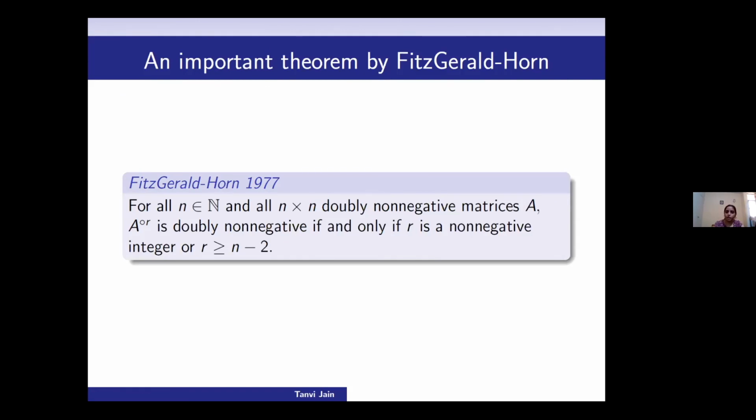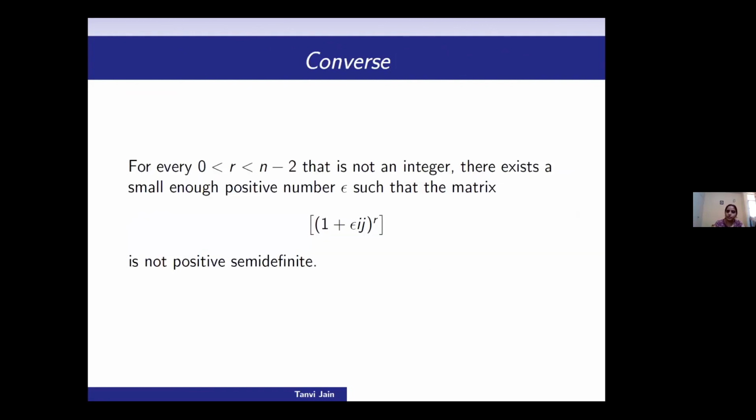But if R is not an integer or R is less than n minus 2, then this would not be so. That showed that there is a small enough epsilon such that (1 plus epsilon_ij) whole power R will not be positive semi-definite. Now that was a specific example based on existence, small enough epsilon. So what is the significance of epsilon_ij? Is it anything special for a specific matrix? Now it turns out that it is not so.